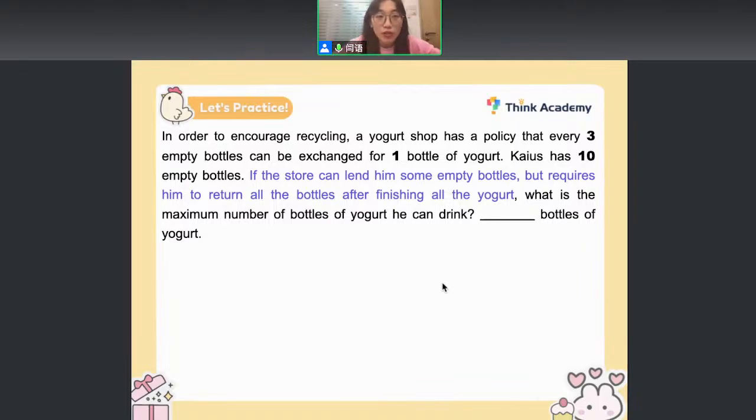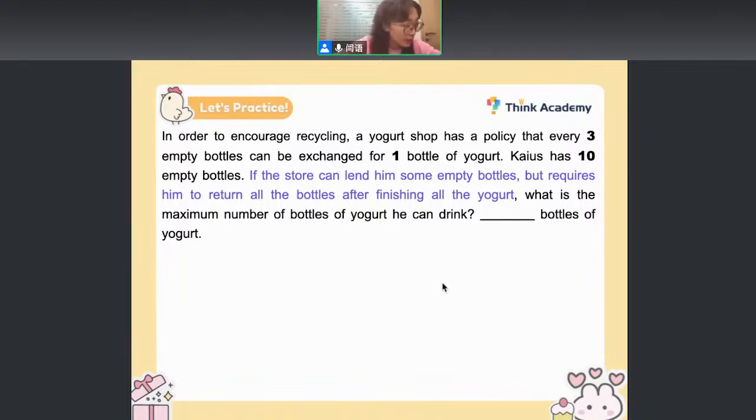In order to encourage recycling, a yogurt shop has a policy that every 3 empty bottles can be exchanged for 1 bottle of yogurt. And this boy has 10 empty bottles. Here you see, what is the rule here? The store can lend him some empty bottles, but requires him to return all the bottles after finishing all the yogurt. What is the maximum number of bottles of yogurt he can drink?